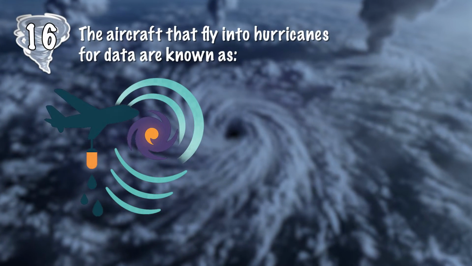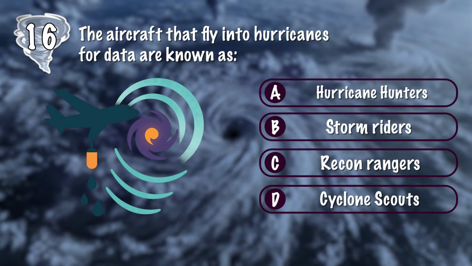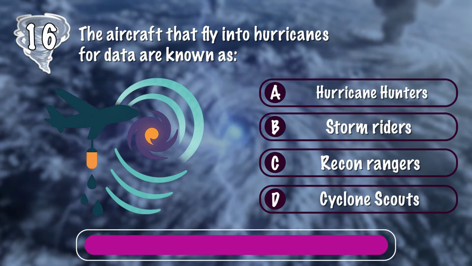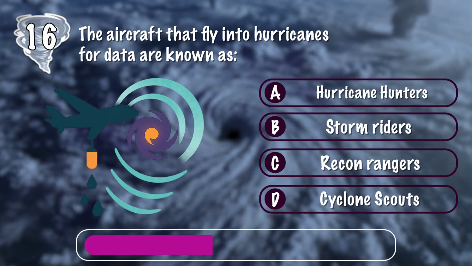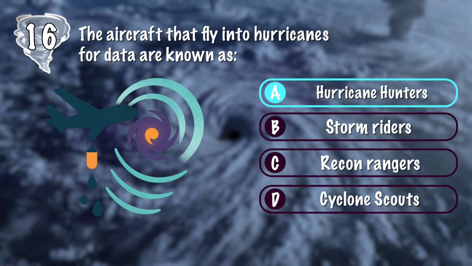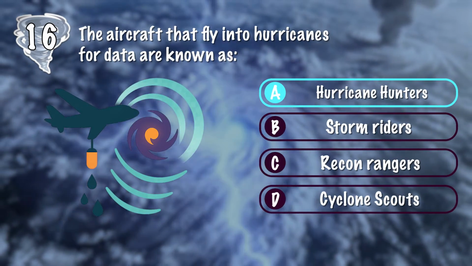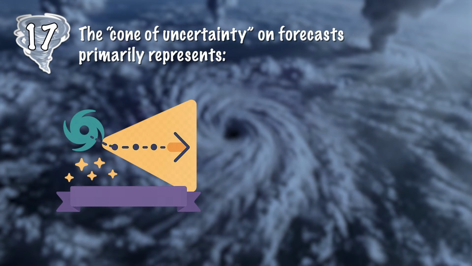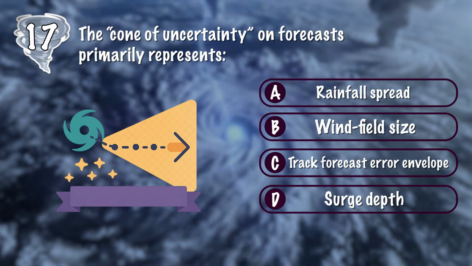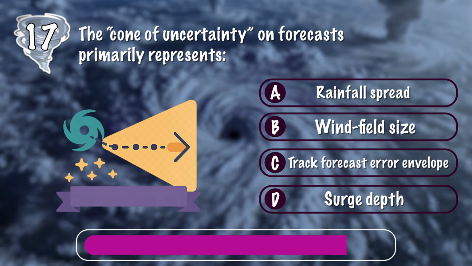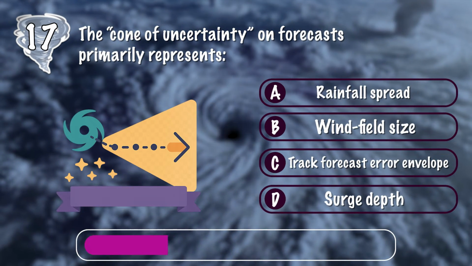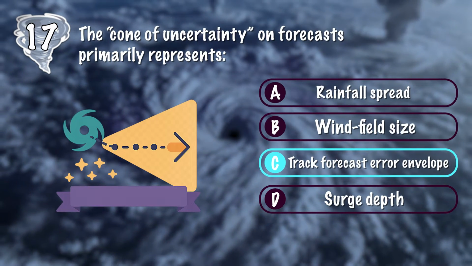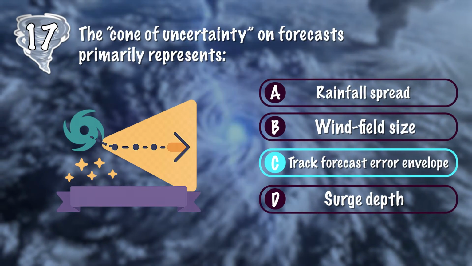The aircraft that fly into hurricanes for data are known as correct answer A, hurricane hunters. The cone of uncertainty on forecasts primarily represents correct answer C, track forecast error envelope.